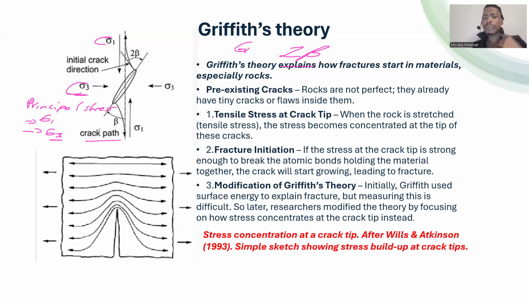If the stress at the crack tip is strong enough to break the atomic bonds holding the material together, the crack will start growing, leading to fracturing. Initially, Griffith used surface energy to explain the fracture, but measuring this was very difficult. So later, researchers modified the theory by focusing on how the stress concentrates at the crack tip instead.